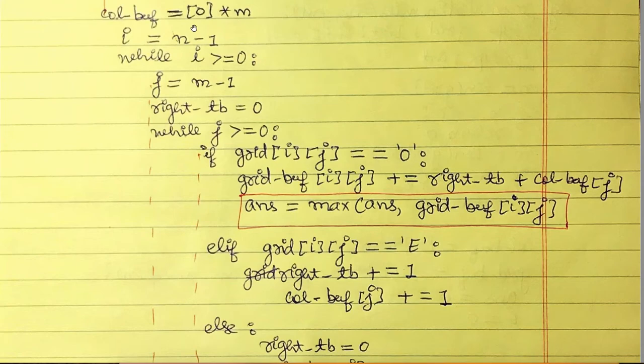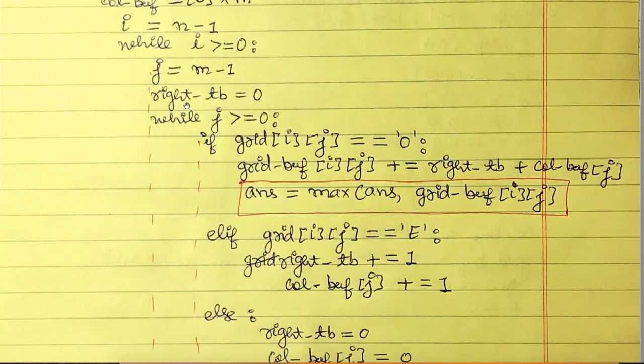So we initialize the column buffer to all zeros, and we start from i equals n minus 1. So we are going from the highest row upward, from bottom to up, while i is a positive number, and we also go from right to left, so we start from m minus 1. Right tab is very similar to left tab and starts at 0.